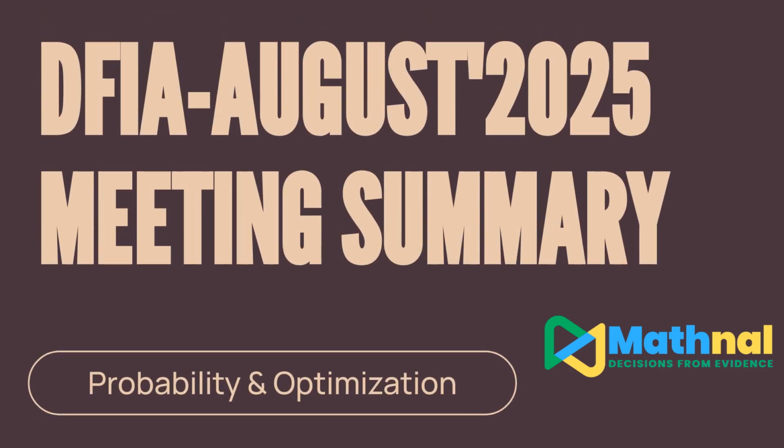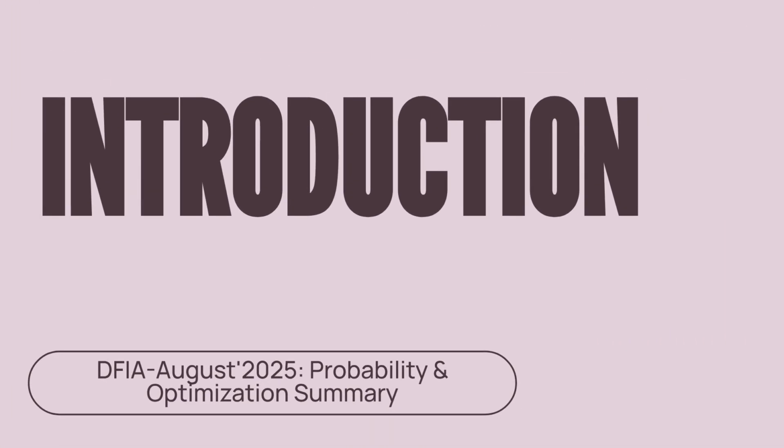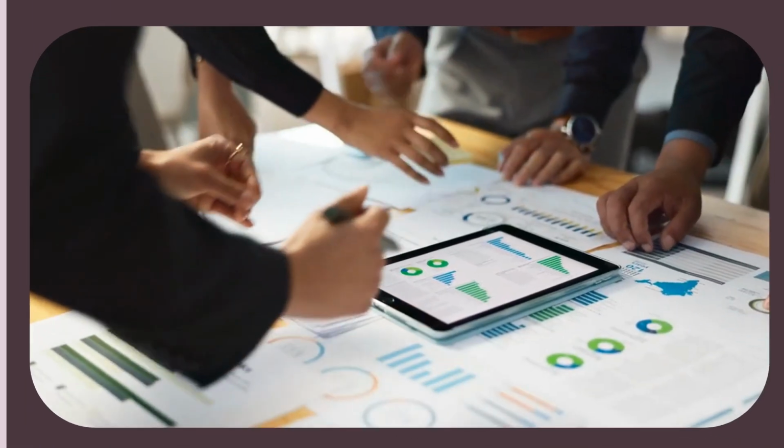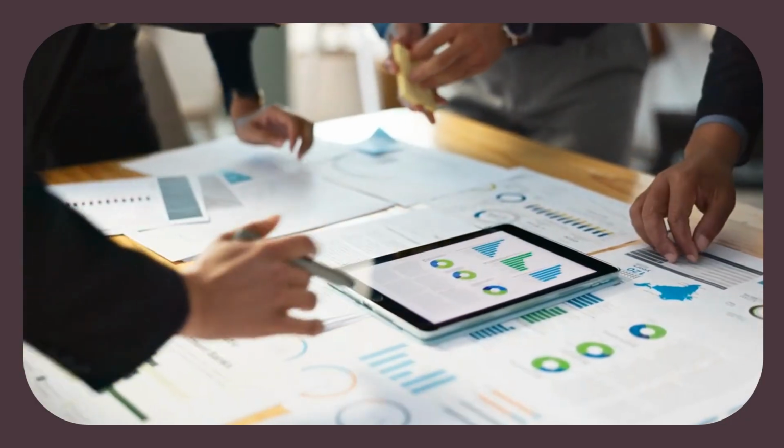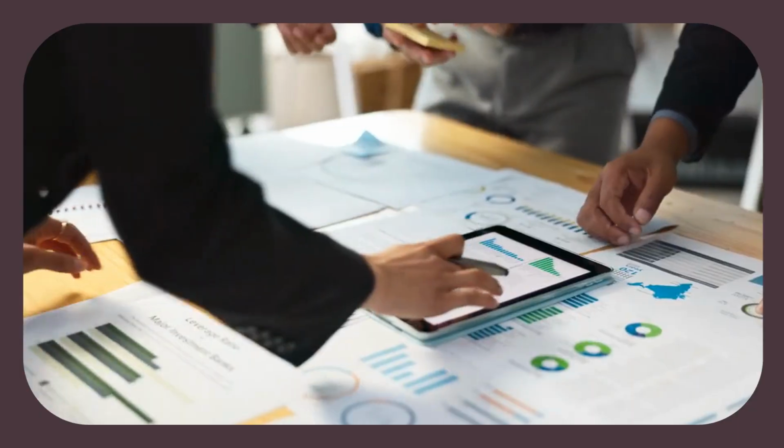Welcome to the summary of the DFIA August 2025 meeting, focusing on probability theory and optimization. This video outlines the key discussions, calculations, and strategic conclusions from the session. The meeting utilized case studies and complex spreadsheet functions to optimize supplier selection and refine forecasting strategy.